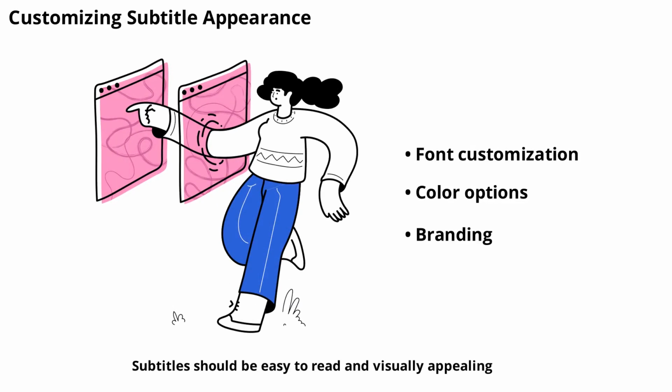Subtitles should be easy to read and visually appealing. Customize font size, color, background, and placement to match your event's branding and audience needs. Most AI platforms allow you to adjust these settings, ensuring subtitles are both functional and stylish.